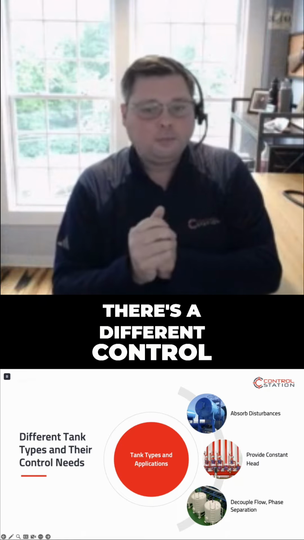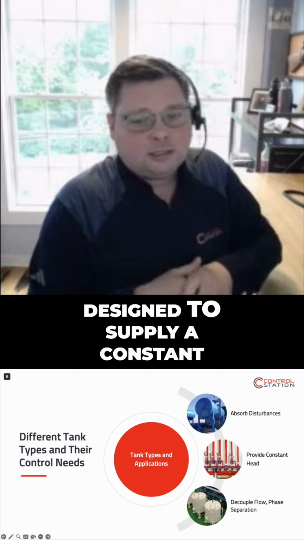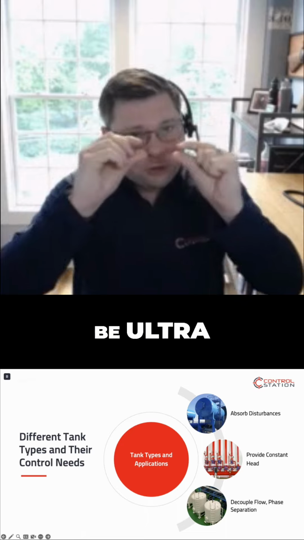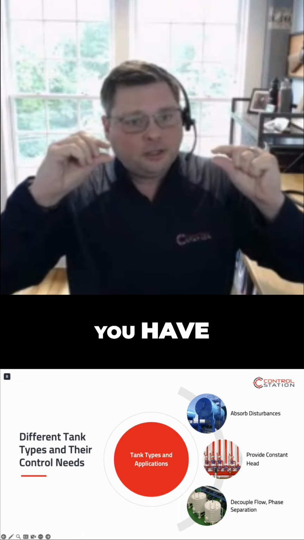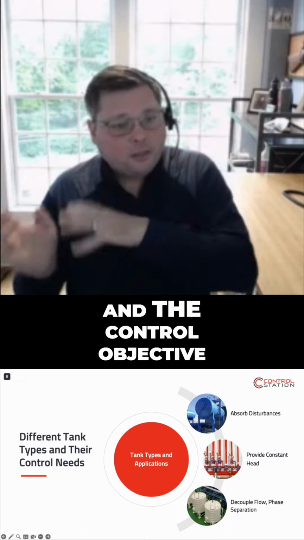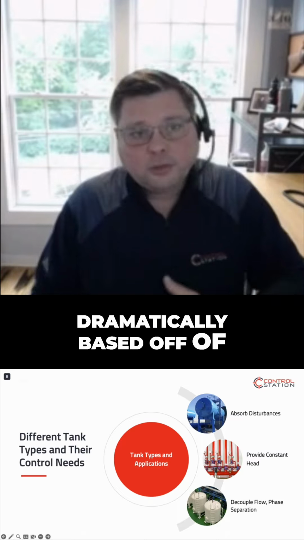There's a different control objective for something like that versus something that's designed to supply a constant head pressure on filler machines and stuff like that, where you need to be ultra precise with the level control that you have. And so you have to think through what the control objective is, right? And the control objective is going to vary dramatically based off of what the purposes are.